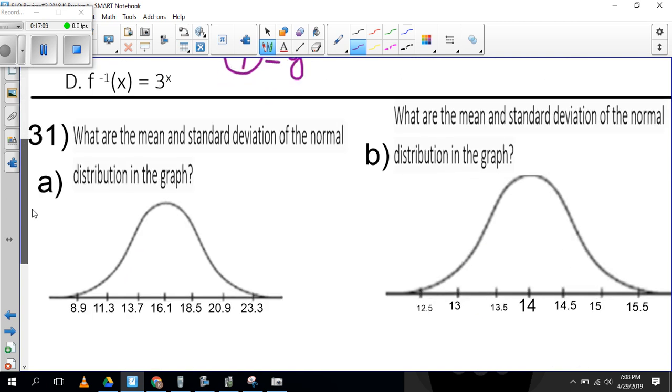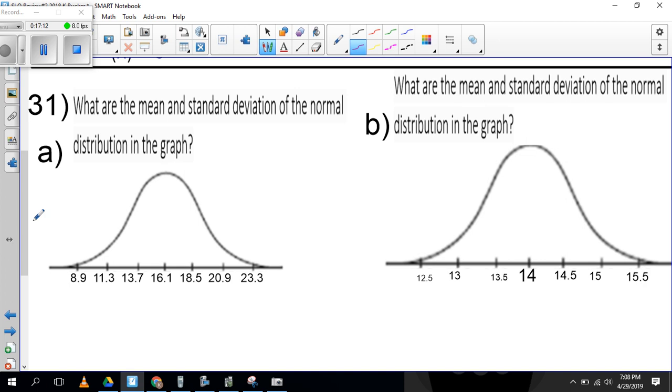Okay? So let's go to 31. This one is basically looking at a normal distribution graph, and you're finding the mean and the standard deviation. So when doing this, all you want to do is find the mean first, the easiest thing possible. The mean is always in the center. And if you didn't know that was the center, just say you didn't know. Look, we got 1 on this side, 1 on this side, 1 on this side, 1 on this side, 1 on this side, 1 on this side. This one's in the middle.